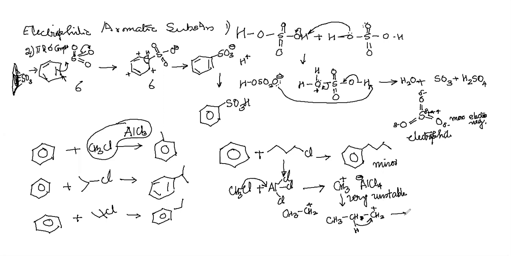So this will give CH3 CH CH3 plus. Okay, so this is a secondary carbocation. Are you able to follow? So this secondary carbocation will react with benzene and will form this product and not this product.